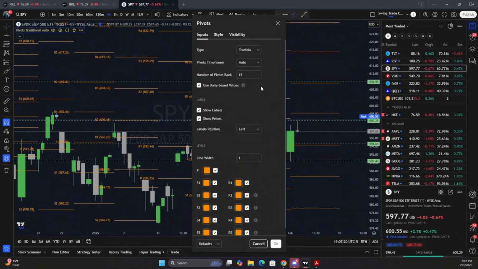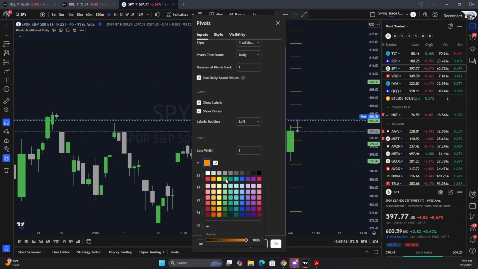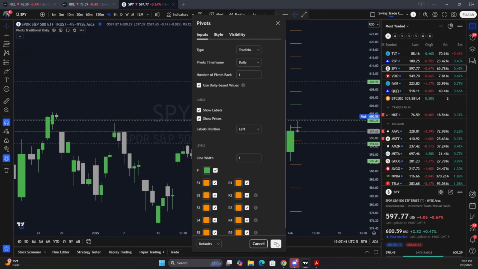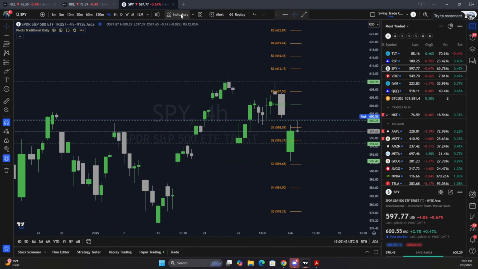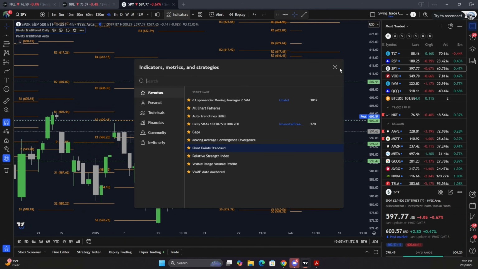Click on it. You put it to 1. You come over here, you click on daily. You leave it at traditional. I don't really want to go through the process of changing all the colors, but I like to make the key pivot green and then make these whatever colors you want. Okay? And then I'll come back, pivot points, then I'll add another set.